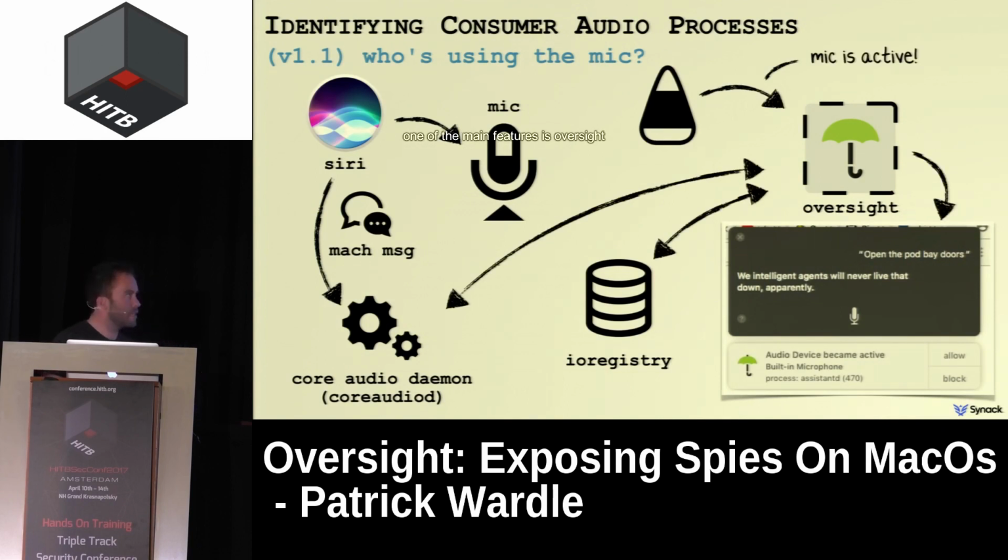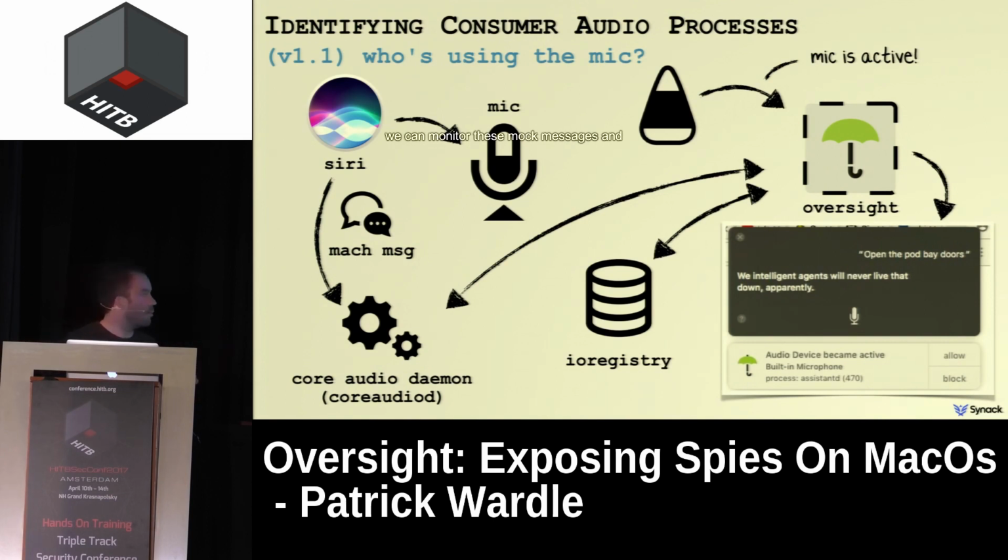And one of the main features is Oversight can now accurately detect and identify what process is using the microphone. Turns out this is kind of similar to how the webcam is detected, but there's a little more that goes on. So again, if we have an application like Siri that's accessing the mic, Oversight will get a notification from the operating system because we registered for mic alerts, and it'll say, hey, the mic just came on. So we know someone has started recording off the mic.